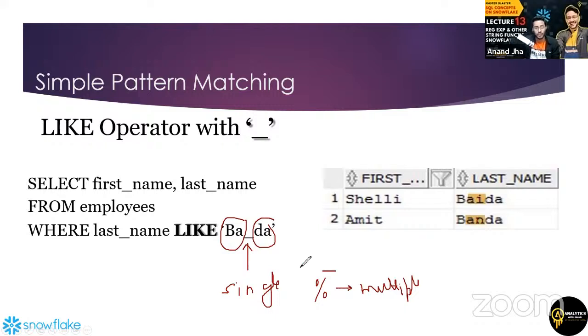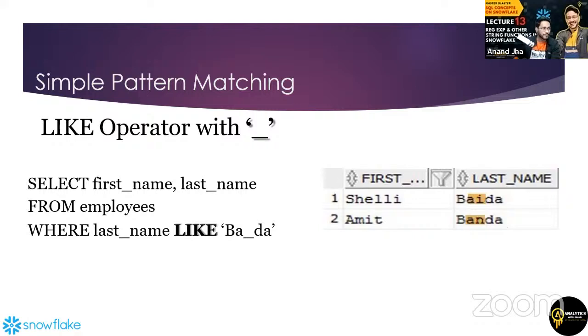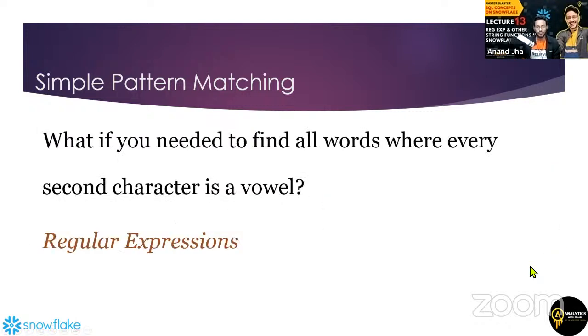So I need the list of all the employees which start with BA, end with DA, and have a single character in between. BA, DA, and only one character in between, not two. If you want two characters, you will give two underscores. Clear with this part? You'll give two underscores. Okay, let's move. The like operator, you need to understand this, as it will form a basis for your regular expression. Let's move on to the next.